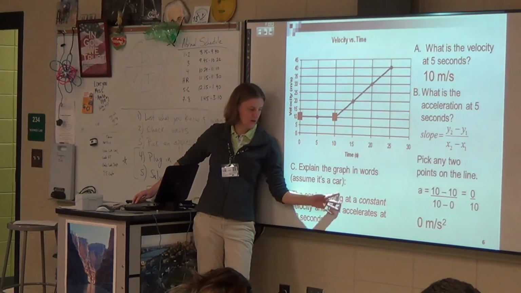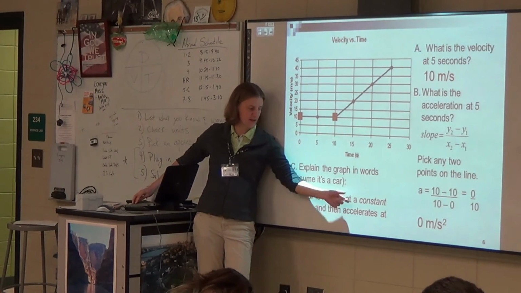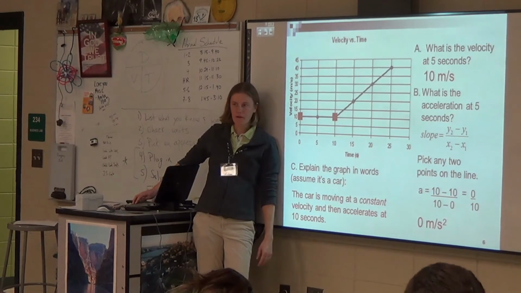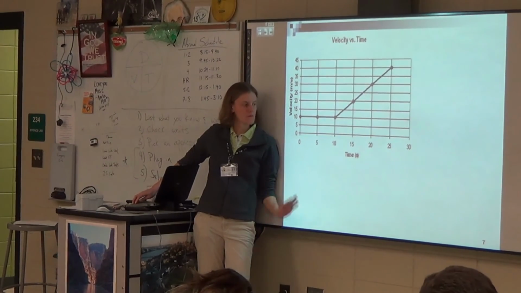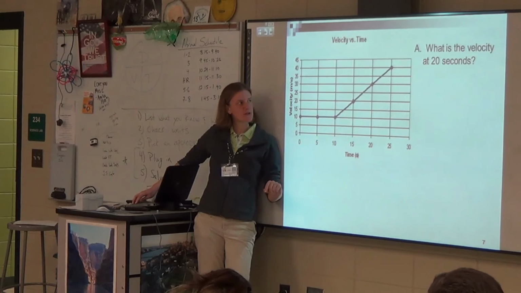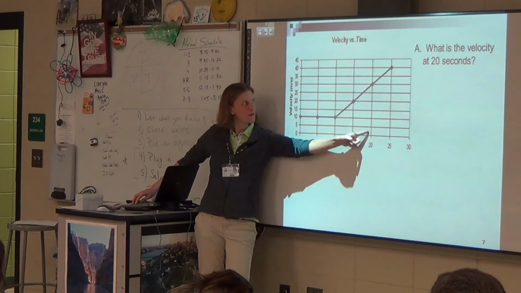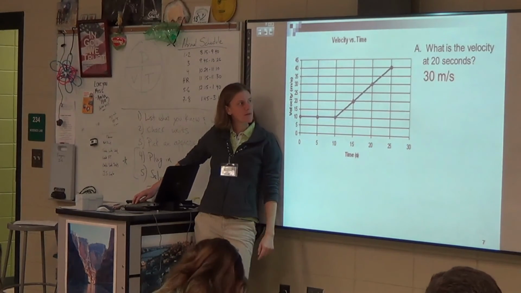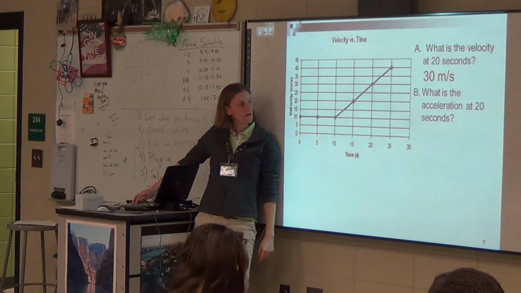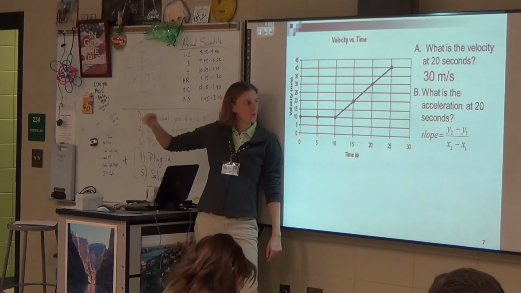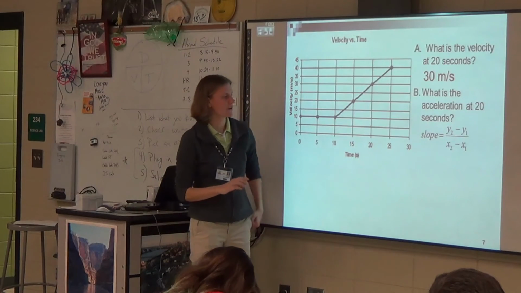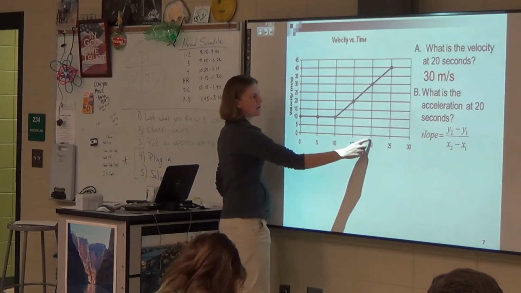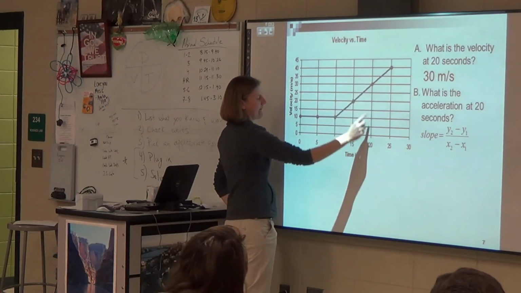All right, you guys are writing, try to just abbreviate, say constant velocity, then accelerates. Slightly different questions. Great, 30 meters per second. And how about acceleration at 20? Let's see if we can figure this out before I put the numbers up. Very hard here. 30.